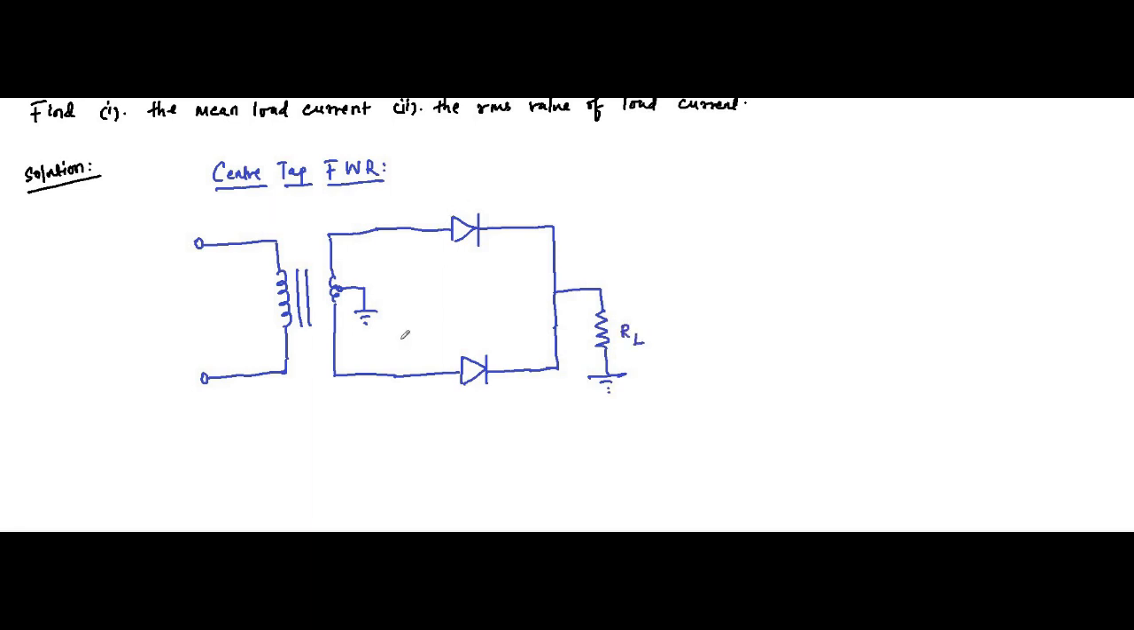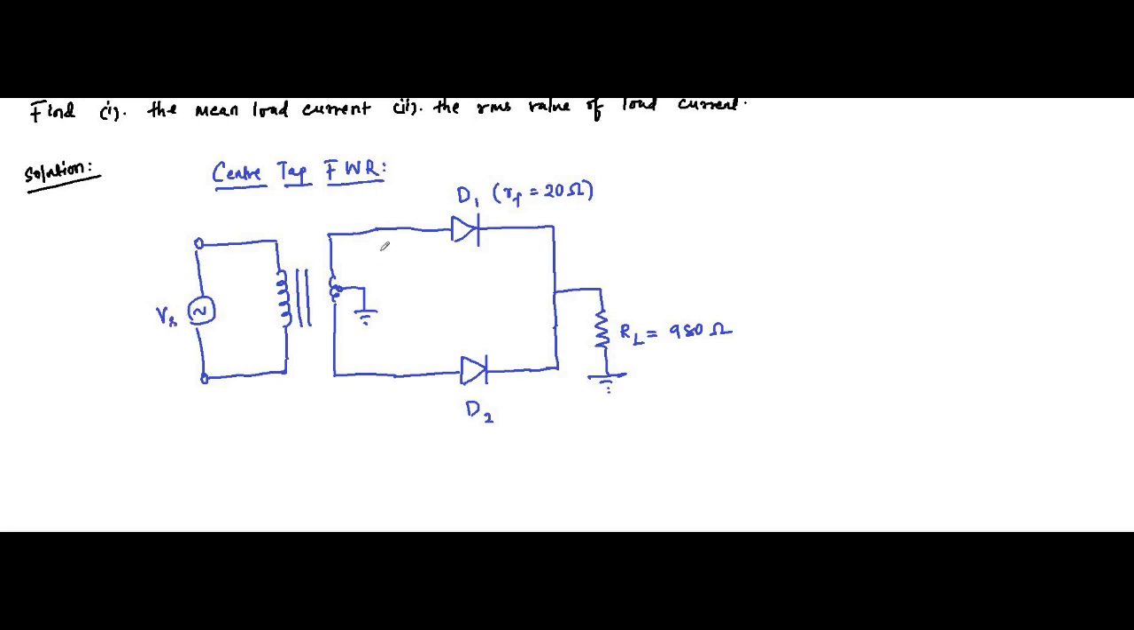Here it is given that each of the diodes has a forward resistance of 20 ohm. The load resistance is how much? 980 ohm. And another thing, no information has been given about the supply voltage. What is the value of the supply? So we'll keep it as it is.